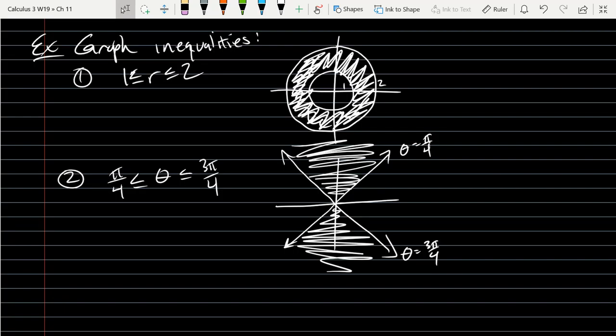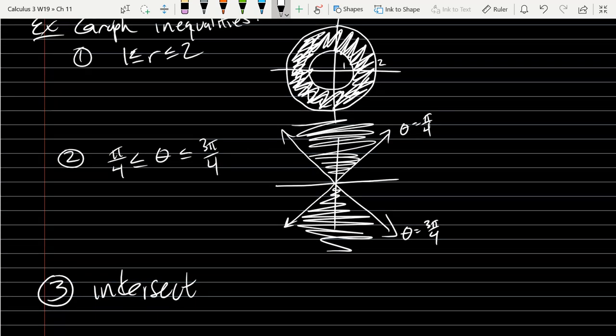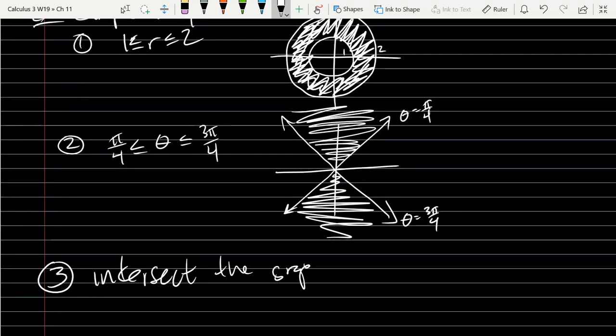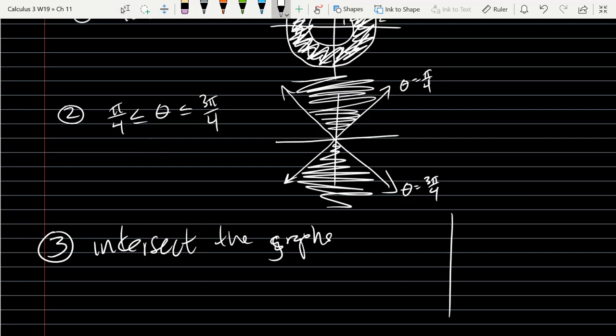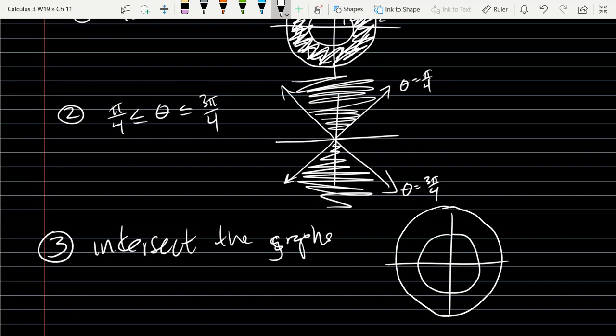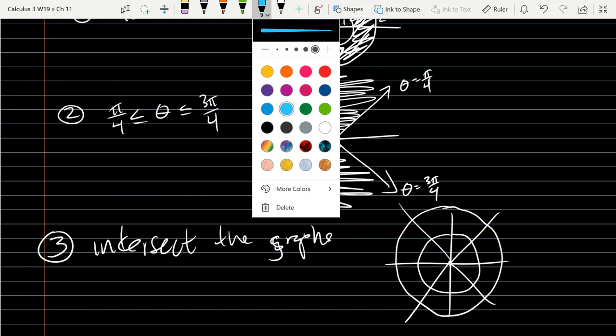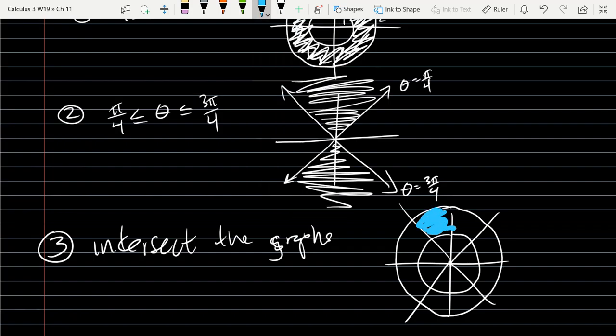And the last thing we're going to do is combine these inequalities together. We're going to intersect the graphs, and draw them all out on top of each other. Now when I shade, I'm going to be extra careful here. So I'm going to get two pieces of pizza crust, like that right there. So it's what's in common to both.